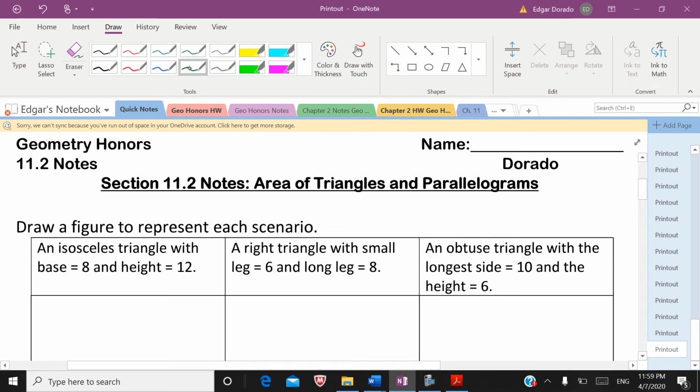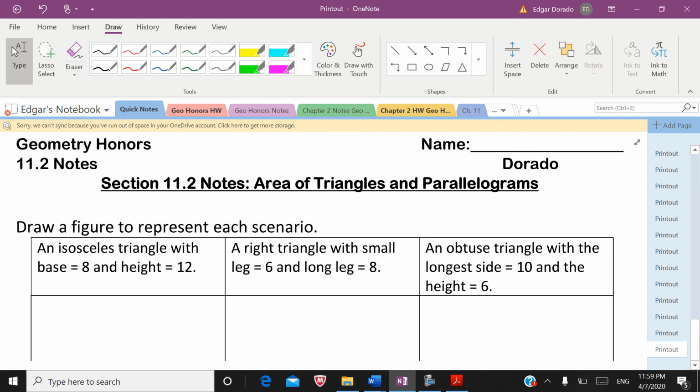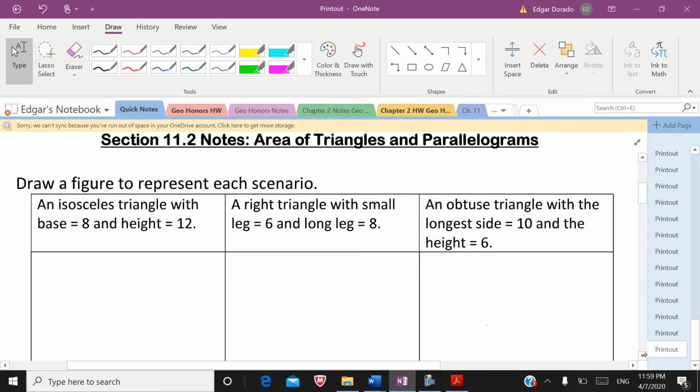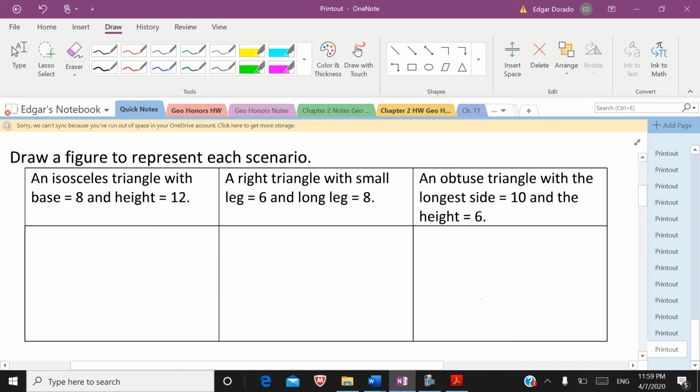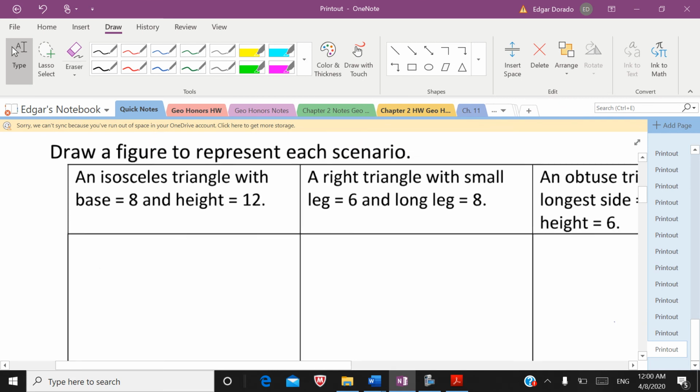Alright guys, good morning. We're going to go ahead and get started right now with our second section of chapter 11. And that is going to be the chapter on the section of area of triangles and parallelograms. So on section 11.1 we discussed area as it pertains to rectangles and squares. But for today, we're moving on a little bit and talking a little bit more about the area of triangles and the area of parallelograms.